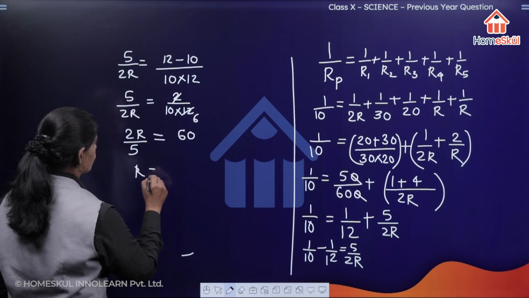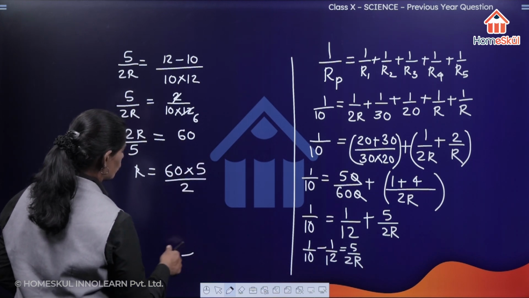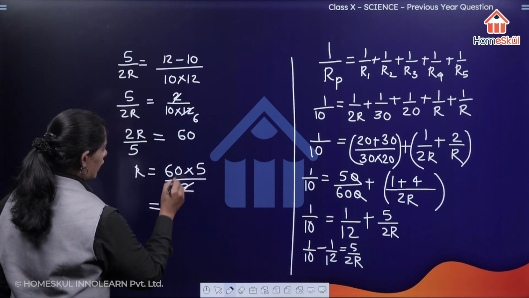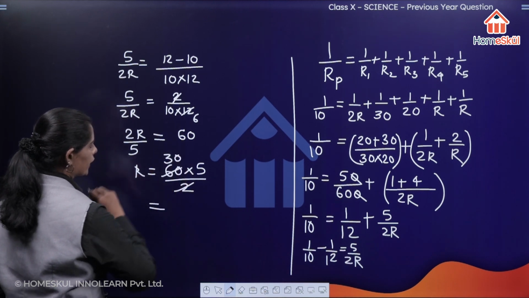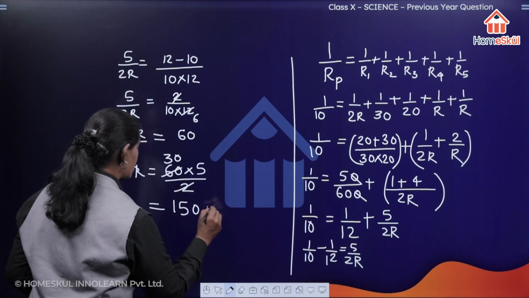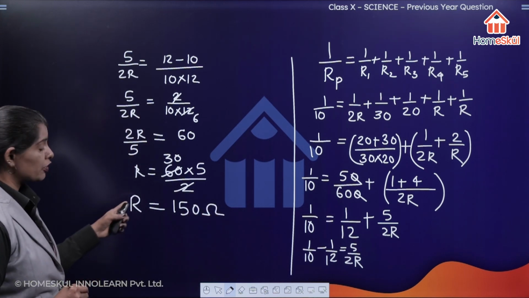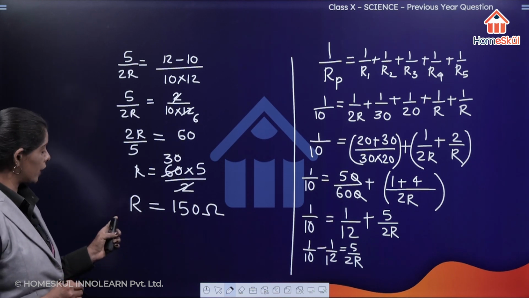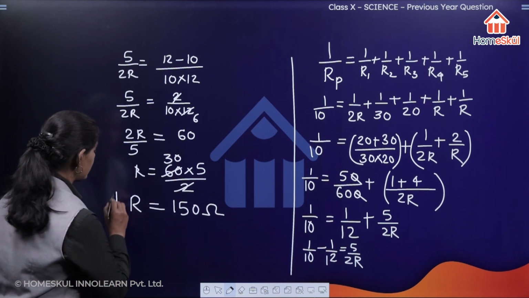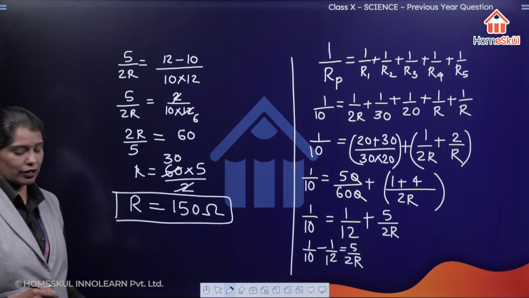So R comes out to be 60 into 5 by 2. So how much we get? 2, 3 times is 6, so 30 times is 60. 5 into 30 is 150. So we get the value of R, that is the net resistance for space 5 as well as for space 4, which is 150 ohm. Right. So this is our first part of the question.